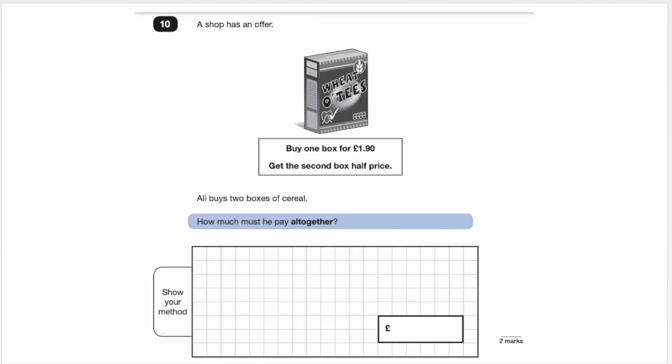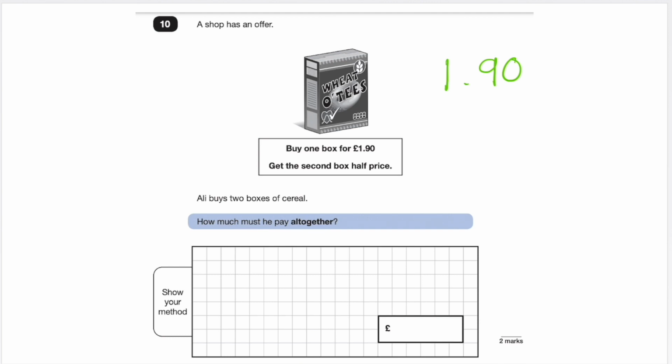Okay, question 10. It says a shop has an offer. We love an offer. Buy 1 box for £1.90, and then we can get the second box for half price. Woohoo! Okay. So, Ali buys 2 boxes of cereal. How much does he pay altogether? So he has to buy 2, so he's going to buy 1 at the full price of £1.90, and then he's going to buy 1 at half of £1.90. Well, what's half of £1.90?